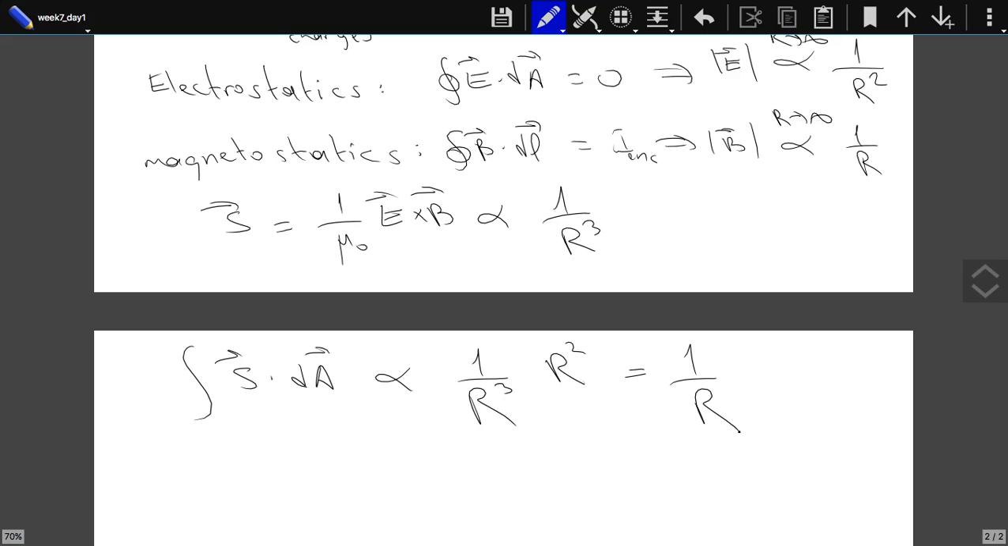The problem is that the Poynting vector goes to 0 very fast. So the energy is basically localized close to my charges. It cannot go to infinity. This is a non-radiating system.